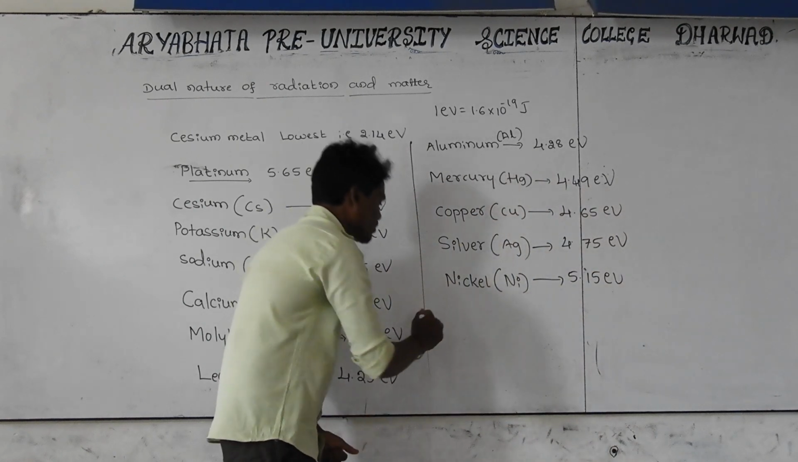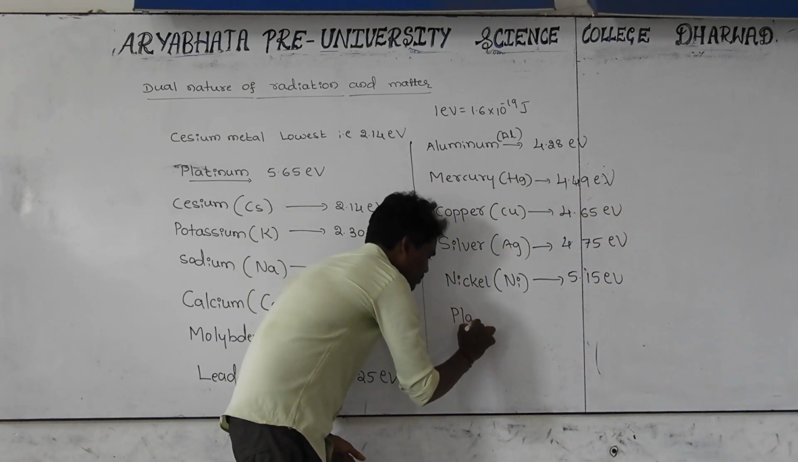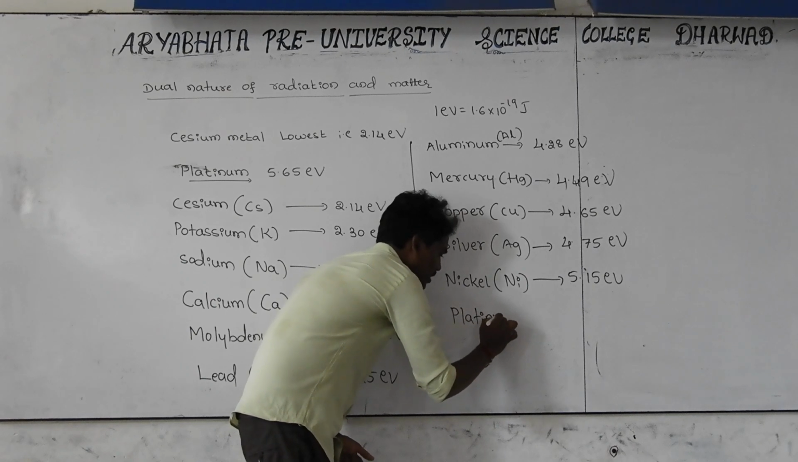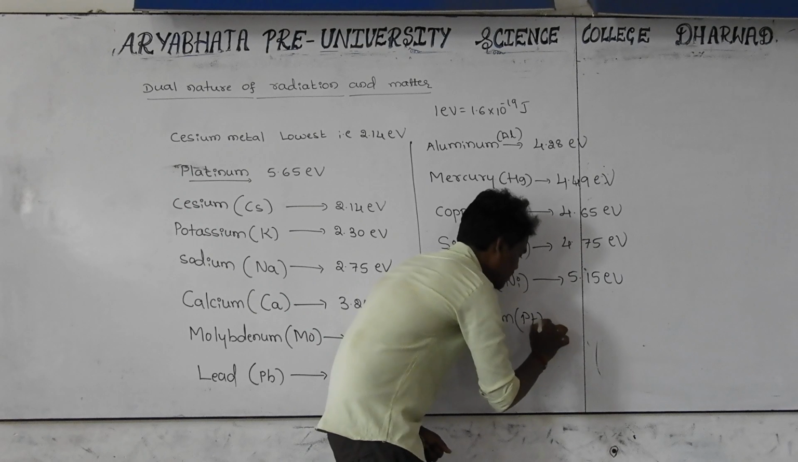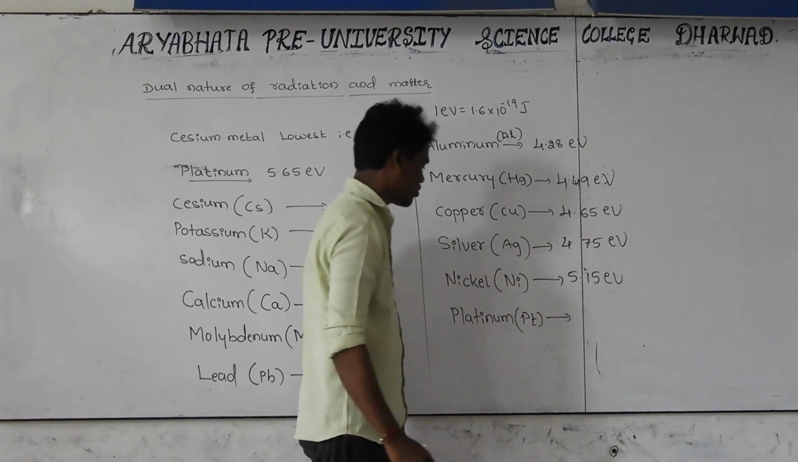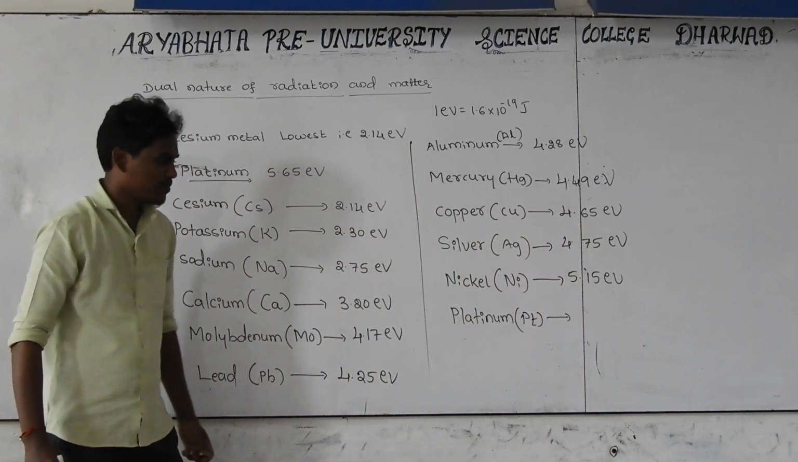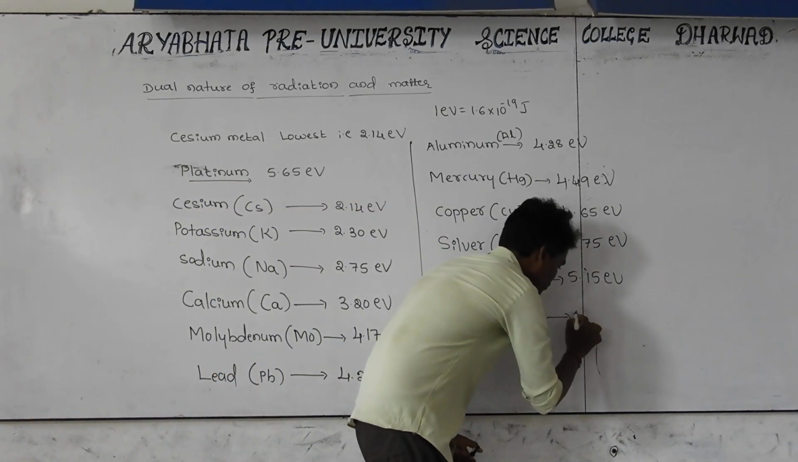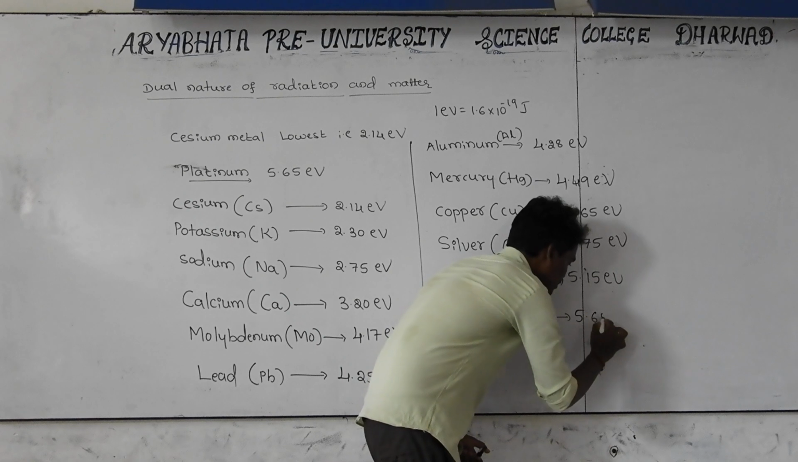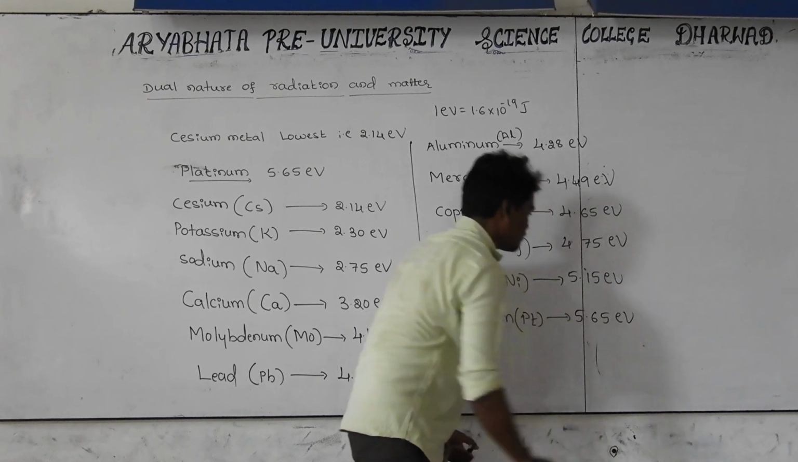And the last one is platinum, that is indicated as Pt here. And in order to emit the electron from the surface of the platinum metal, we need to supply the amount of energy, that is in terms of electron volt, that is 5.65 electron volt.